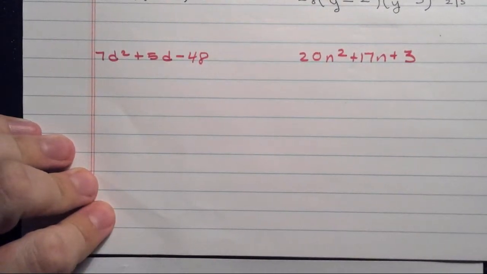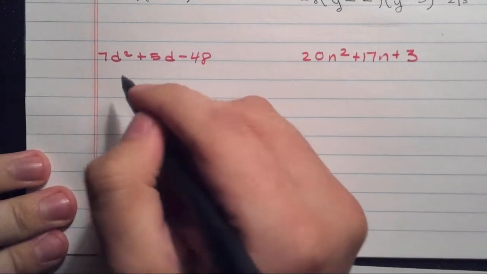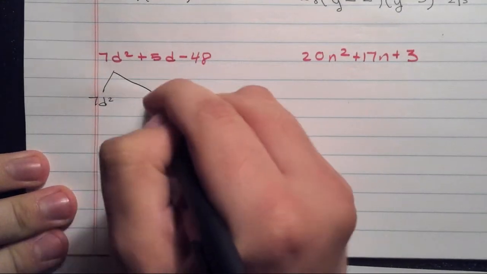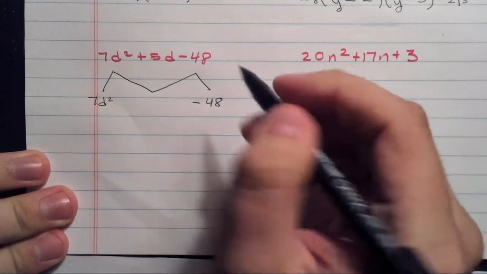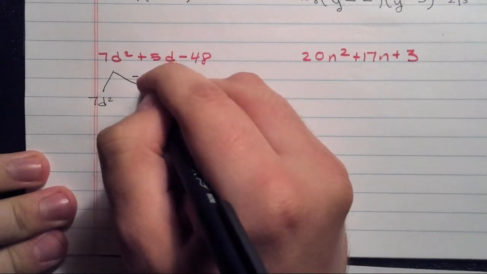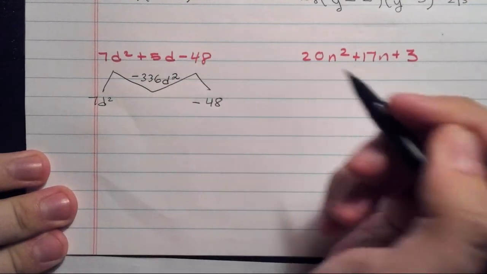7d squared plus 5d minus 48. Now, when I am doing this, I have to work at this a little bit, because the leading coefficient, first off, is not 1. So I'm going to have to launch into my whole process of factoring. I'll bring those down, and I know in here I've got to multiply 7 and negative 48. Well, 7 times negative 48 is negative 336.